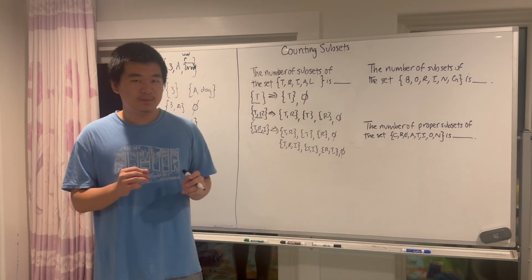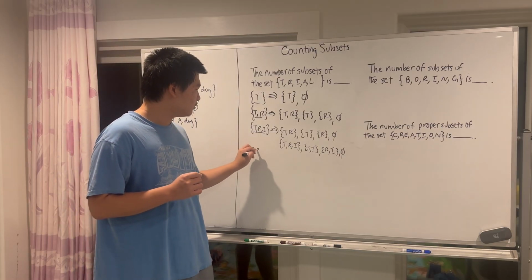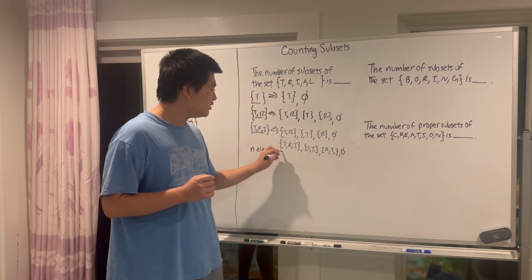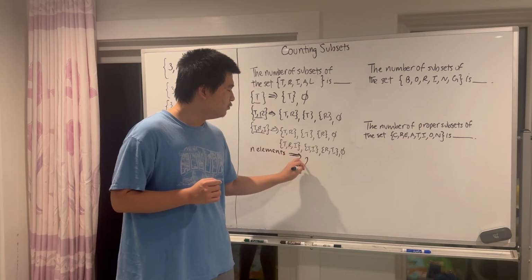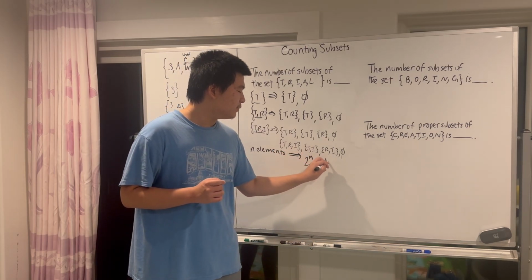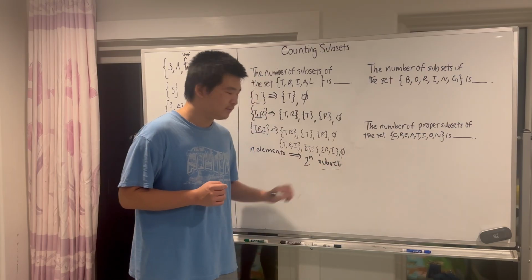So the number of subsets of a set with n elements is 2 to the power of n. And that is the really important thing we have to realize.